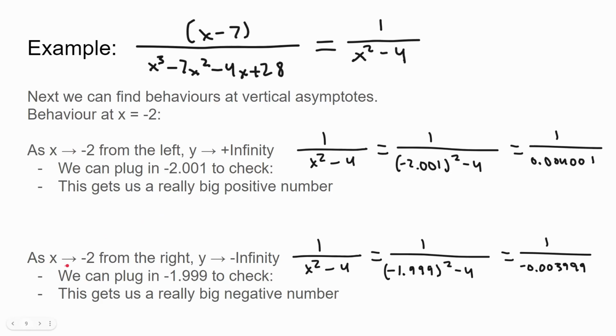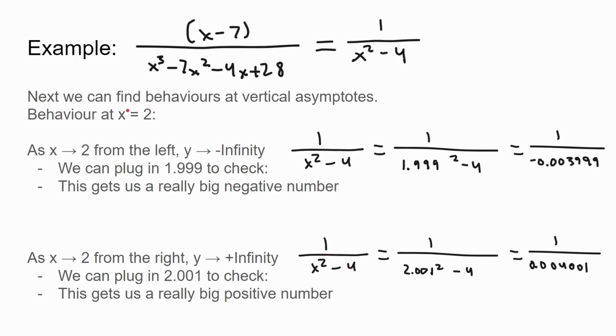Secondly, we can check x approaching negative 2 from the right. And in this case, y is approaching negative infinity. And how do we know? Again, we can plug in a number that's really small and directly to the right of negative 2. So we can plug in negative 1.999 to check. And when we do so, we get 1 over negative 0.003999. This gets us a really big number, so we know that y is approaching infinity. But at the same time, it's negative. So since it's negative, y is approaching negative infinity.